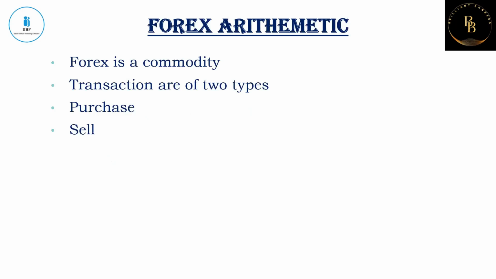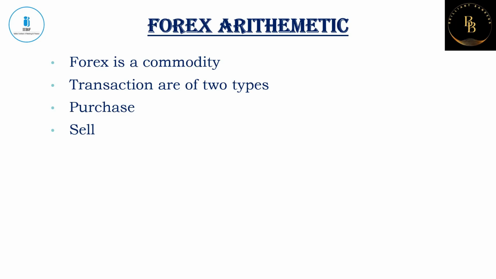Forex arithmetic. This is one of the most important parts of this chapter. We will be going for a detailed video on this, and the next video will comprise all the arithmetic calculations only, which is of most importance and brings you almost 5 to 10 marks in the CAIIB examinations. So what is Forex? Forex is a commodity like any other commodity transaction.